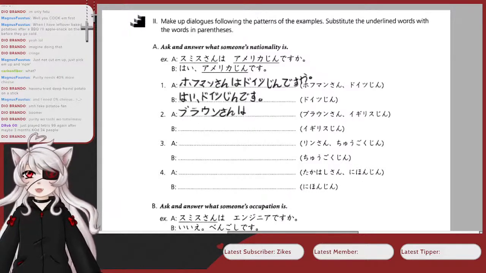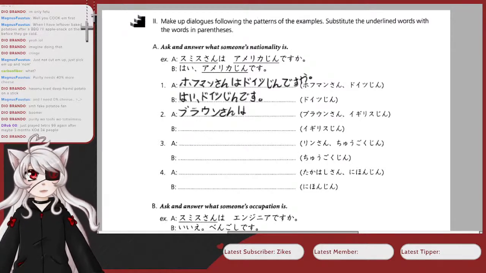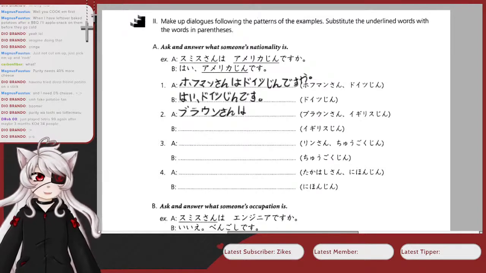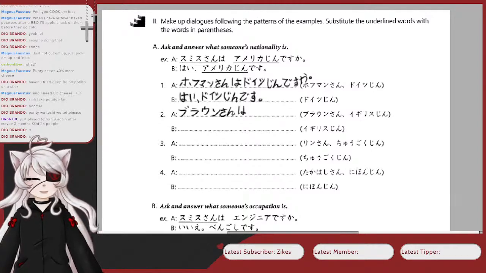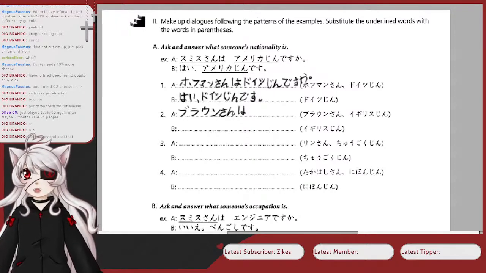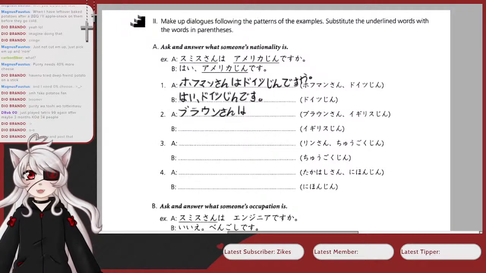Just playing Tetris 99 again after maybe 3 months. KO'd 30. Oh Jesus Christ. I'm not sure what's happened. I don't know what the results of the current poll are, but we might be playing Tetris next Monday on Twitch. I'm not sure what's winning the poll. It's either going to be... Okay, it is currently Tetris winning, but it's very close. I can't copy and paste that. Yeah.